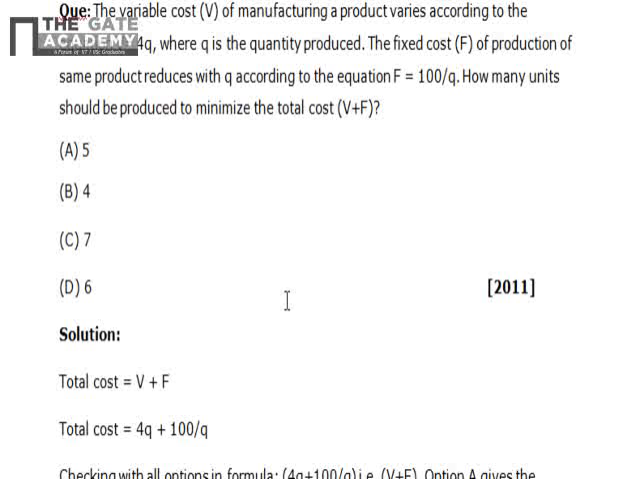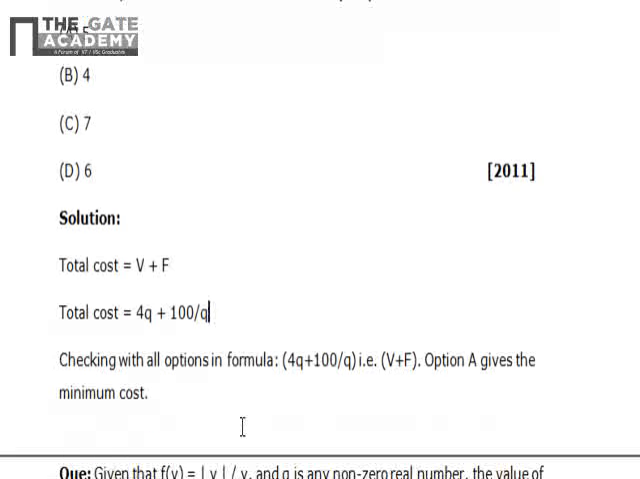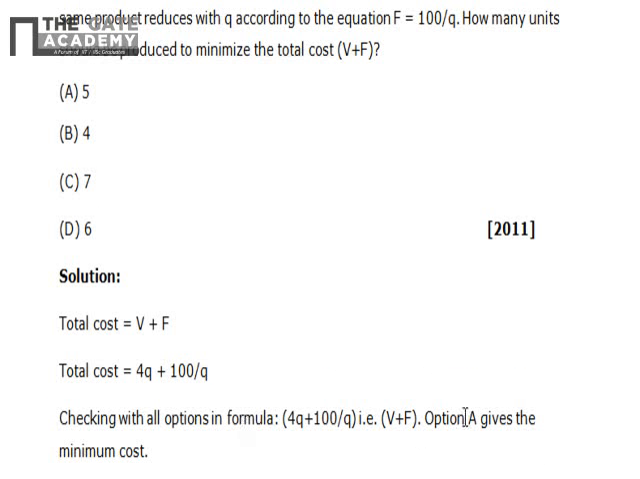Here the total cost is V plus F, that means variable plus fixed. So the total cost will be this. We can solve this by maxima minima, but we can solve this by using options also. Just put all the options one by one and you will get the values. So option A gives the minimum cost. If we put all the values simultaneously, the option A will give the minimum cost. You can check this by yourself.